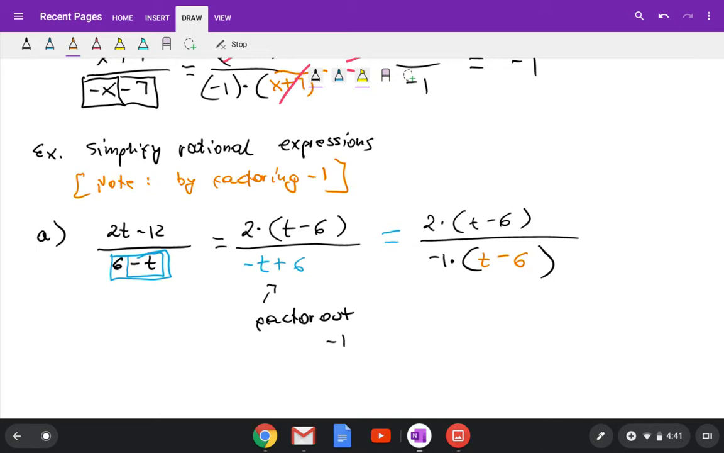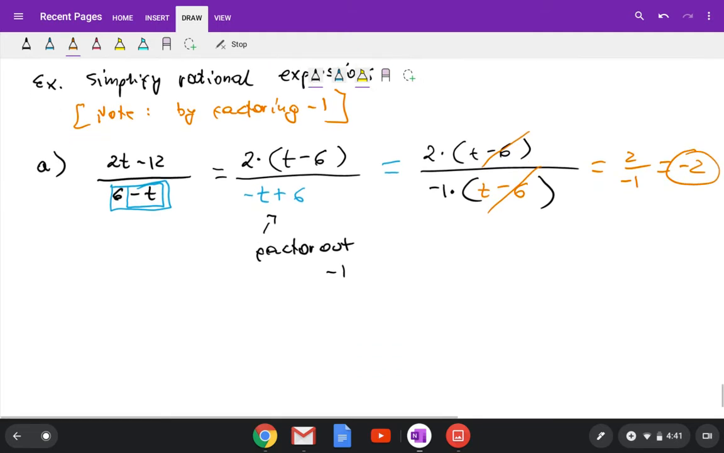Now you're ready to cancel. You have the same expression in the parentheses. So you will end up with 2 divided by -1, which is -2. That's the answer. And let's do B. One more. You have b minus a divided by a squared minus b squared.